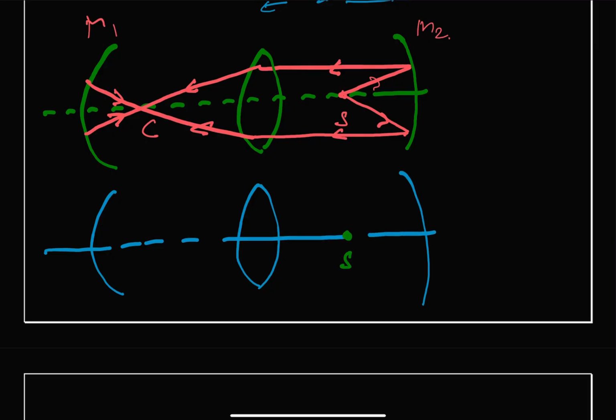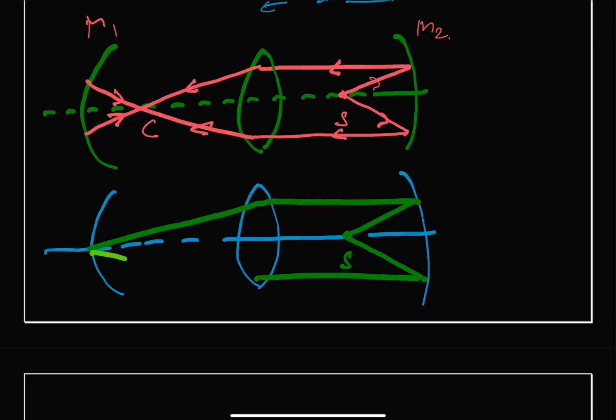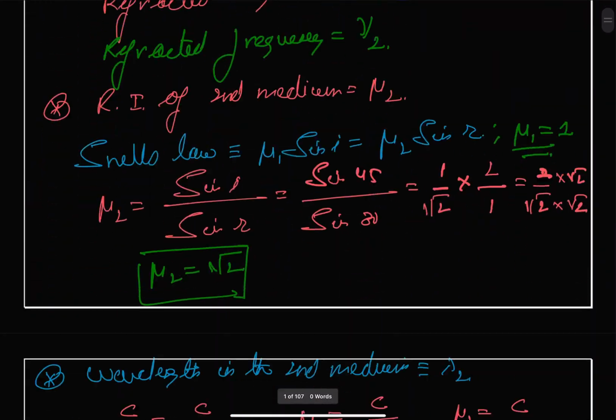So we have source S. So image is at the pole of this, and similarly to the other side also, in this way. And now we can just solve it. So we can solve it by using the previous value which we just calculated.